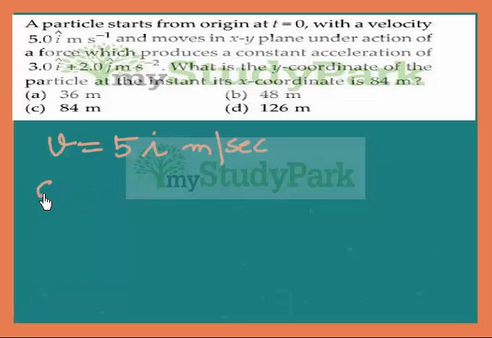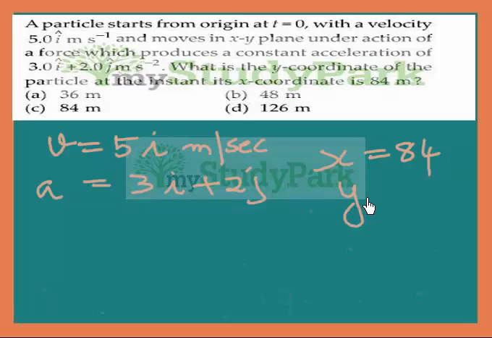And you have an acceleration for that particle, which is given by a magnitude of 3 in the x direction and a magnitude of 2 in the y direction. What is the y coordinate of the particle at the instant its x coordinate is 84? If x equals 84, then what is the value of y is what we are supposed to find.